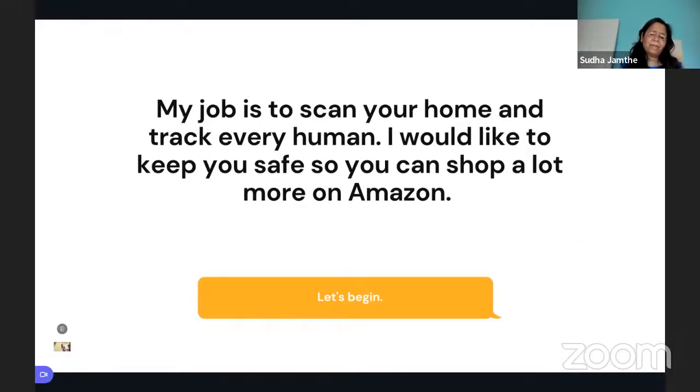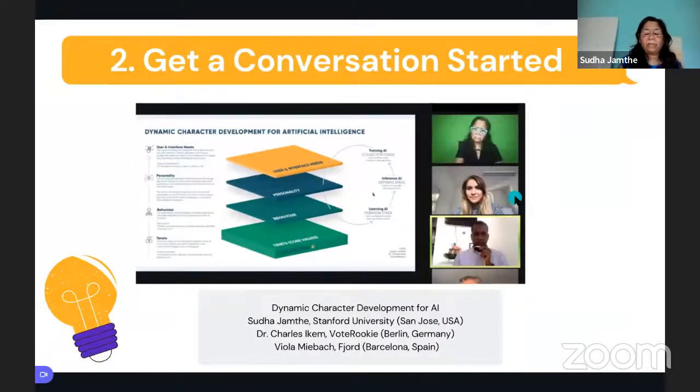So when this was announced, it was fascinating to many because it's a robot, but it is also going to be intrusive and privacy evading in our homes. So this is one of those things which gets you thinking. The second reason is you could get a conversation started on any topic.